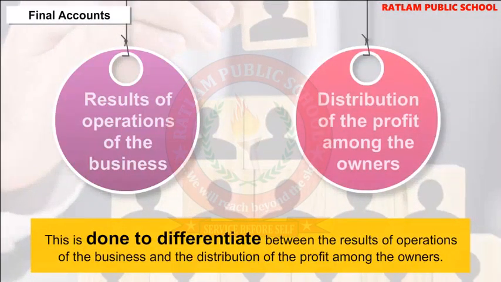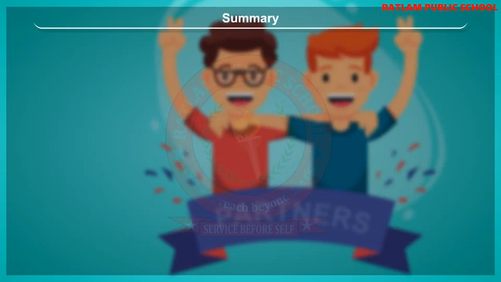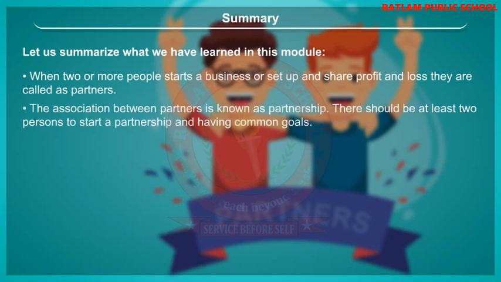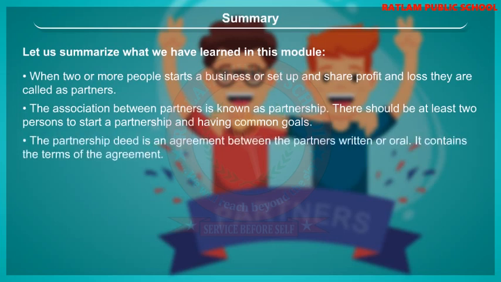Summary. Let us summarize what we have learned in this module. When two or more people start a business or set up and share profit and loss, they are called partners. The association between partners is known as partnership. There should be at least two persons to start a partnership, having common goals. The partnership deed is an agreement between the partners, written or oral. It contains the terms of the agreement.